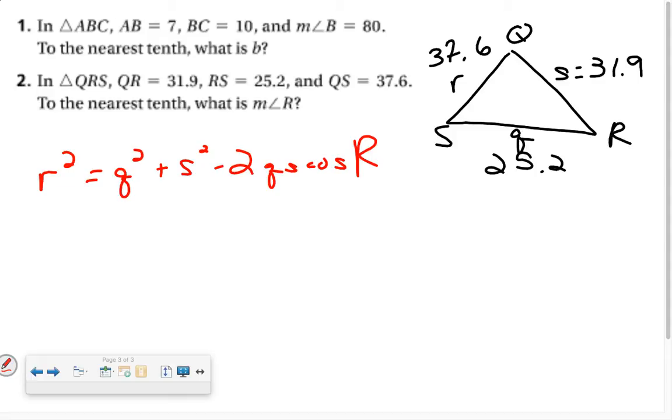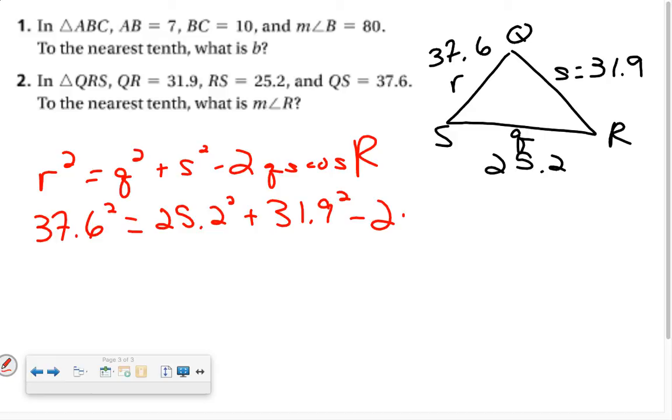Now we plug the values in. r is 37.6, so 37.6 squared equals q, which is 25.2 squared, plus s, which is 31.9 squared, minus 2 times 25.2 times 31.9 times the cosine of r. And again, make sure that you're being careful about what's like terms and what's not.